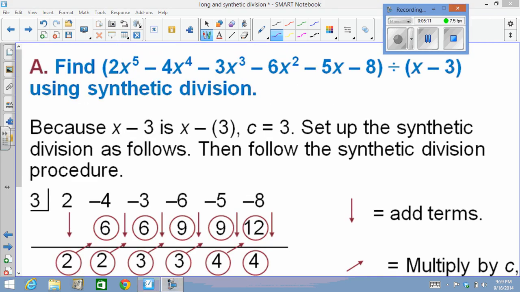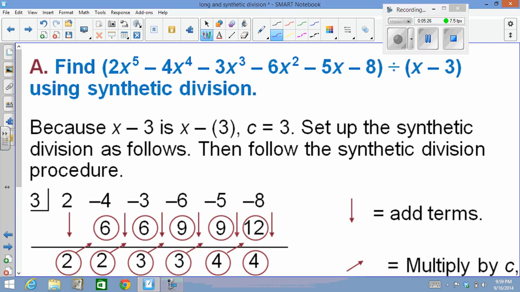So now I want to find out if x minus 3 is a factor of 2x to the 5th minus 4x to the 4th minus 3x to the 3rd minus 6x squared minus 5x minus 8. And I'm going to do that using synthetic division. Remember, when I use synthetic division, I'm going to take the part of the polynomial that's down here, and I'm going to solve it. So it's like x minus 3 equals 0. When I do that, x is going to equal 3. So 3 is the number that goes into the box.